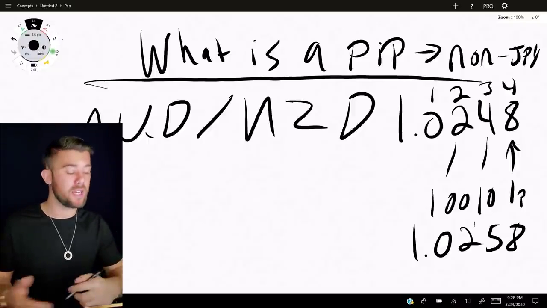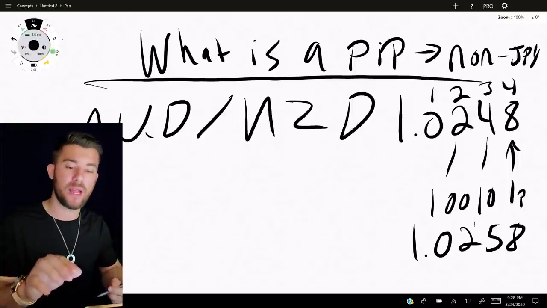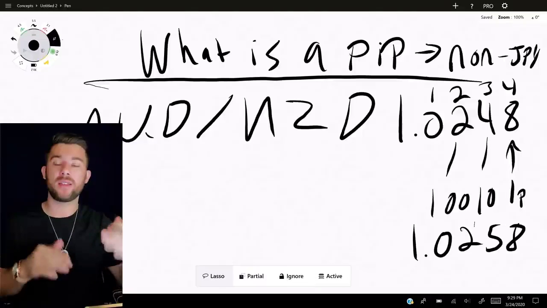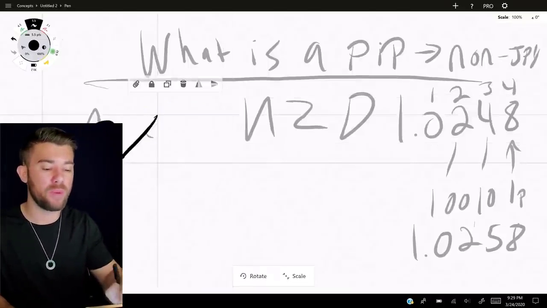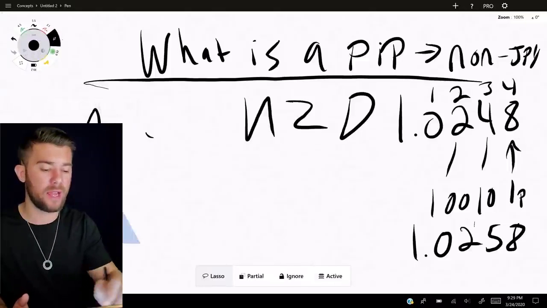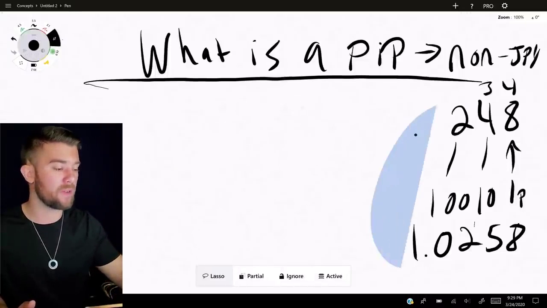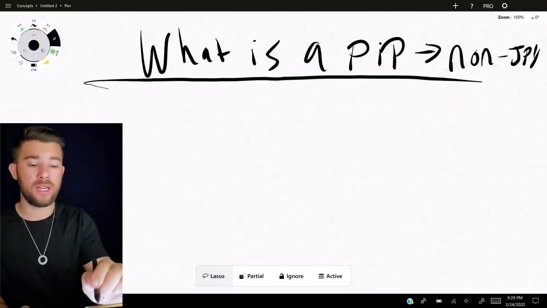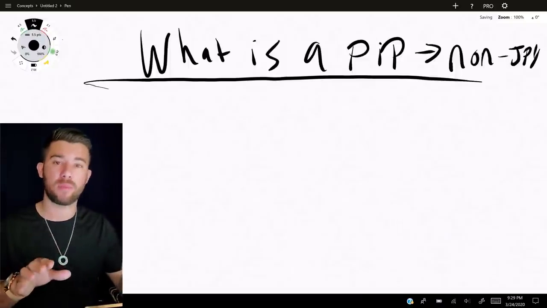That's how you need to be looking at it in terms of what a pip is and how it's valued. Now, we've just talked about every non-yen pair. Any pair that does not have JPY will be calculated like this and will be valuated like this with 4 decimal places. Now, what about yen pairs? Something very slight changes on any pair with a letter JPY attached to it. So let's do an example of that right now.